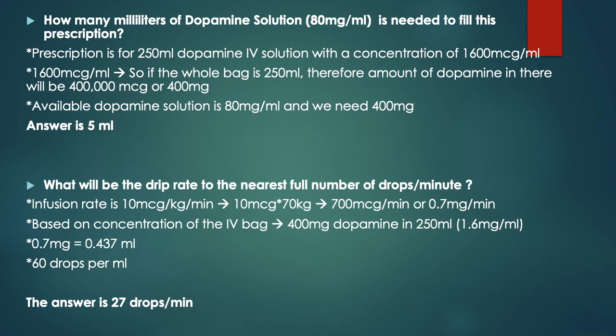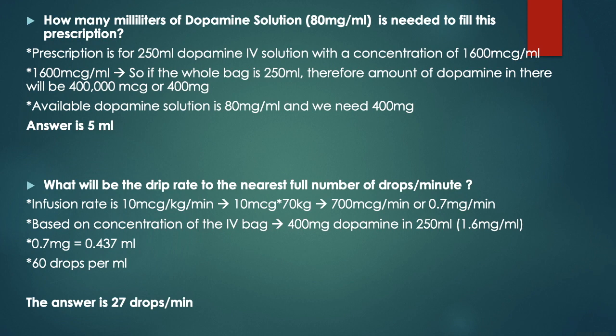Straightforward, right? Prescription is for 250 ml dopamine IV solution with a concentration of 1600 micrograms per ml. So if the whole bag is 250 ml, therefore the amount of dopamine in there will be 400,000 micrograms or 400 milligrams. Available dopamine solution is 80 milligrams per ml, and we need 400 milligrams. So therefore, you're going to draw up 5 ml. What would be the drip rate to the nearest full number of drops per minute?